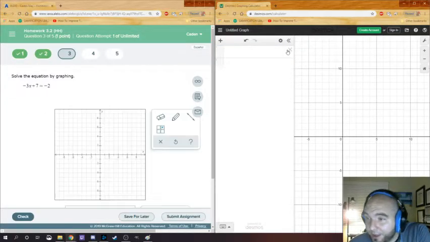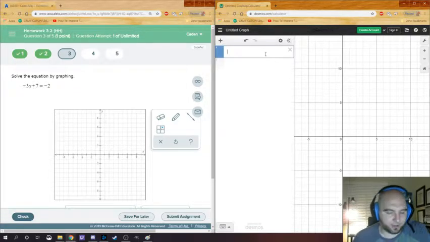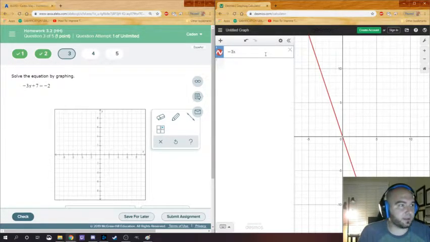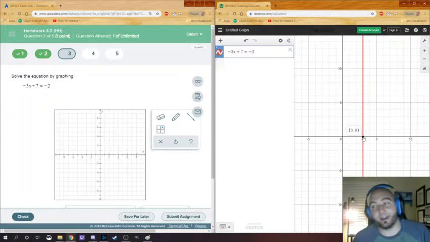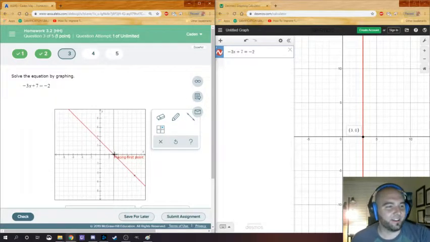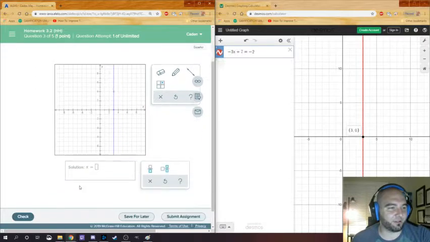And so that is why I'm going to use that method on the rest of these problems. Negative 3x plus 7 equals negative 2. Okay, this is so stupid. This is not even helpful. Every answer I've had is 3.